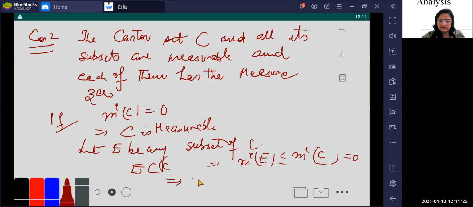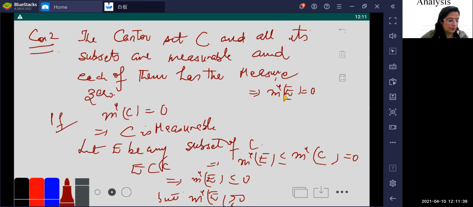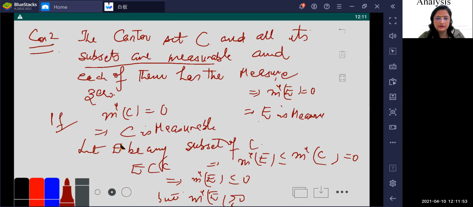It implies m star E is less than or equal to 0, but the measure is always non-negative. It implies m star E is equal to 0, right? And again, the theorem states that if a set has outer measure 0, then it is measurable. It implies E is measurable. So we have proved that all its subsets are measurable, as E was a subset of C.